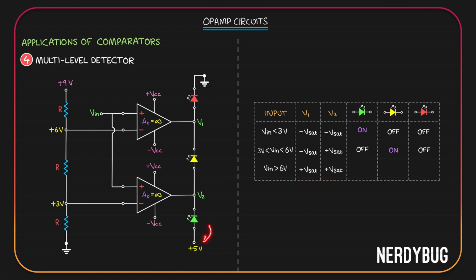In the third case, V1 and V2 are both plus Vsat. Green LED has plus 5, plus Vsat. It will be off. Yellow will have plus Vsat, plus Vsat. It will also be off. Red one will have plus Vsat, 0. It will be on. This way, the circuit will show whether the input is less than 3 volt, between 3 volt and 6 volt, or greater than 6 volt. Now before we move on, I want to draw this circuit also in such a way that input is on the left side and output is on the right side.